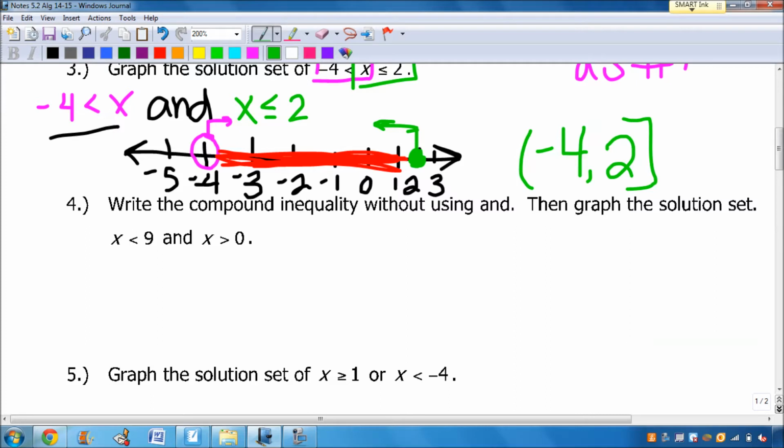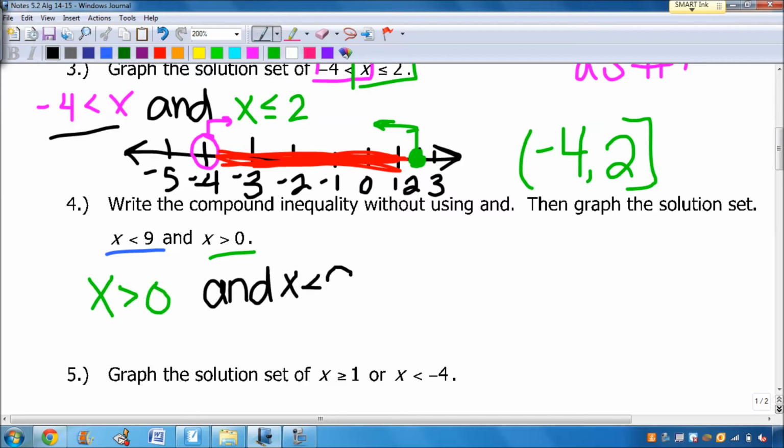So what I'm going to do is first take each one of my inequalities and write them in order from the smallest number to the largest number. So x is greater than 0 and x is less than 9, okay? Then I'm going to rewrite this so that my x's are next to each other, so that way you can smush it all together.